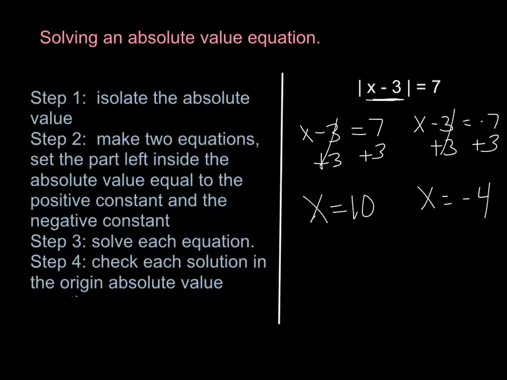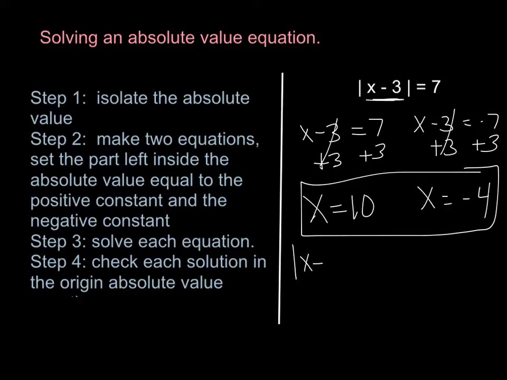All right, so we get two values for x. We get 10 and -4. In order to be sure that our answers are correct, we're going to plug each value back into the original absolute value equation. So we're going to plug in the absolute value of 10 minus 3. Does that equal 7? That's our question.